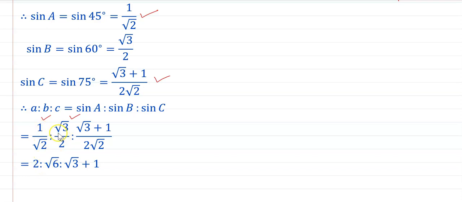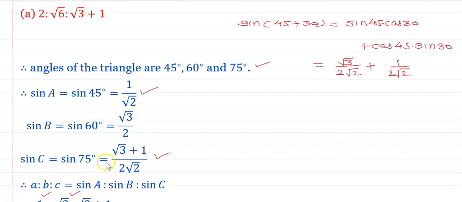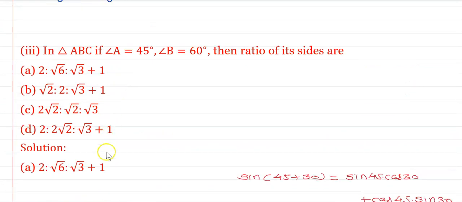Here, if we multiply by root 2, the 2 will get cancelled. Root 2 into root 3, you will get root 6. And again here, if you multiply this ratio by 2 root 2, the 2 root 2 get cancelled, and hence the ratio of the sides is 2 as to root 6 as to root 3 plus 1, and hence option A is the correct one. Okay.